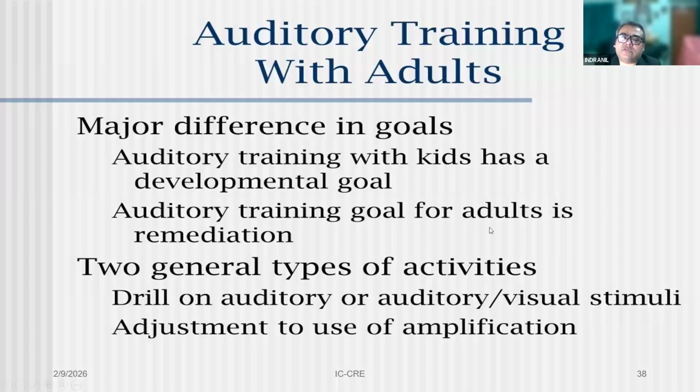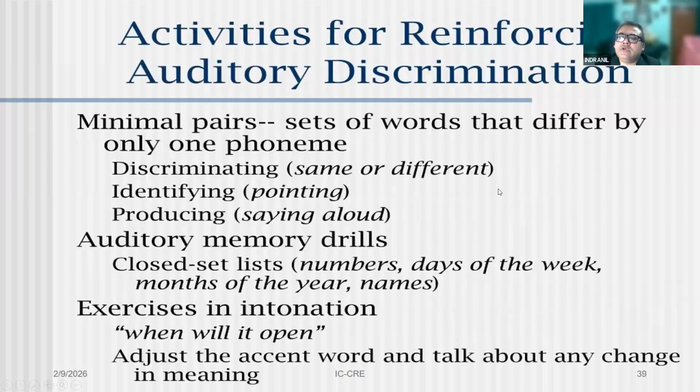Auditory training with adults is also very, very important, because sometimes they require speech reading along with auditory training, since they may have some neural loss or degenerative loss. In auditory training, like with kids, we use a lot of activities, a lot of visual stimulus or multisensory stimulus.